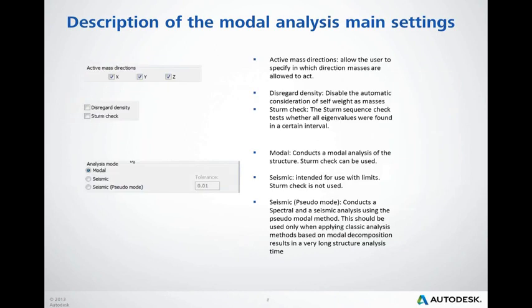For the masses, it is possible to set active directions. As a default, the program automatically considers the self-weight as a mass for modal calculations. If one doesn't want to use it this way, he may use the disregard density checkbox. Sturm check: the Sturm check tests whether all eigenvalues were found in the given interval or not.